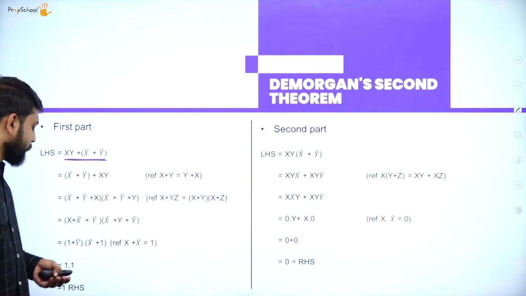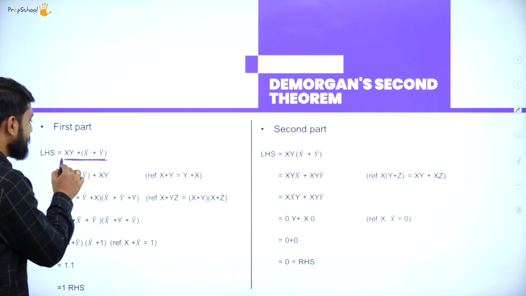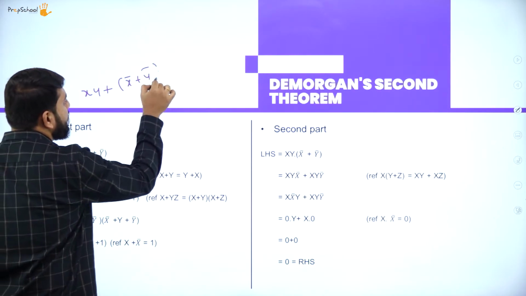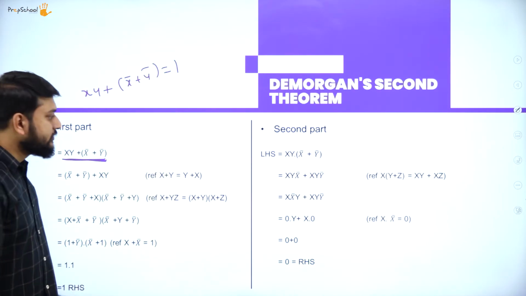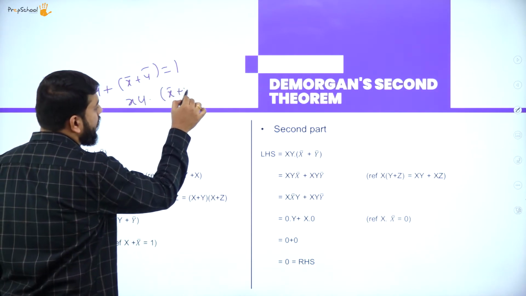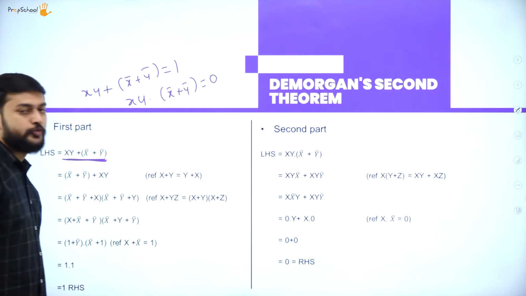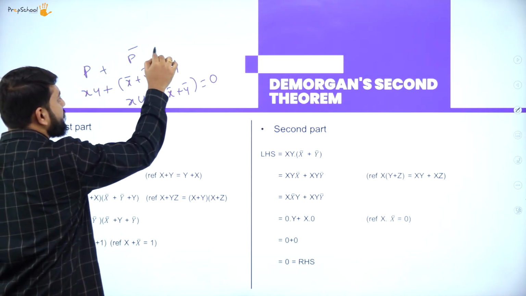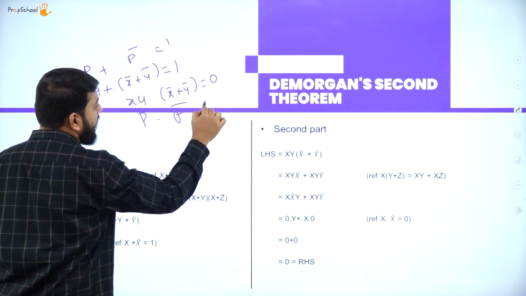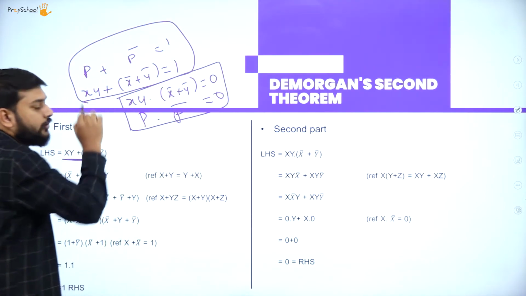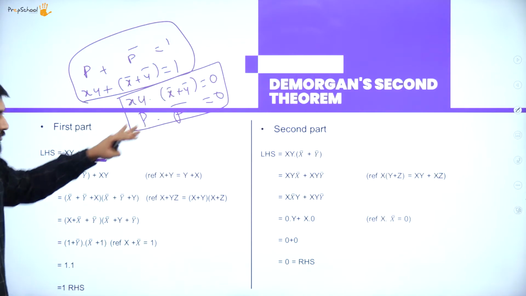So what is it that I have to prove? Guys, please understand this. x into y plus x dash plus y dash is equal to 1 is what I have to prove. In the same way, I have to prove xy into x dash plus y dash is equal to 0. I'm treating this as p and p dash. p plus p dash is equal to 1. Again, p into p dash is equal to 0. So this is the comparison that you need to remember. Based on this law, let me prove this.